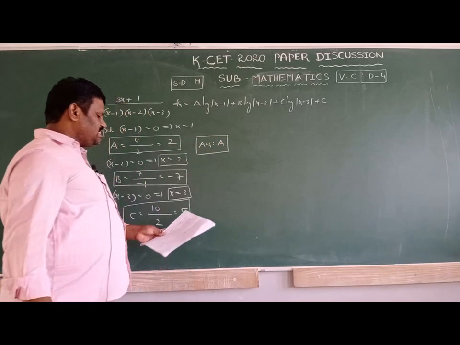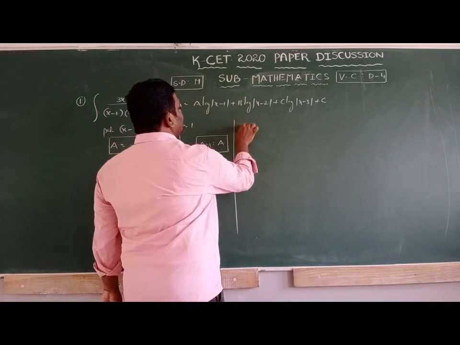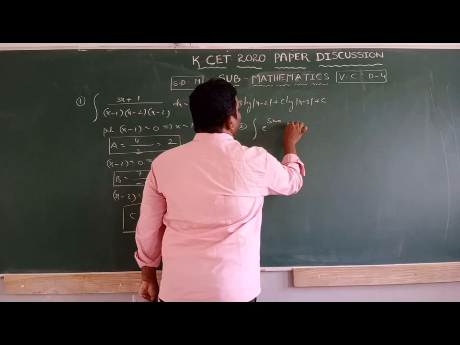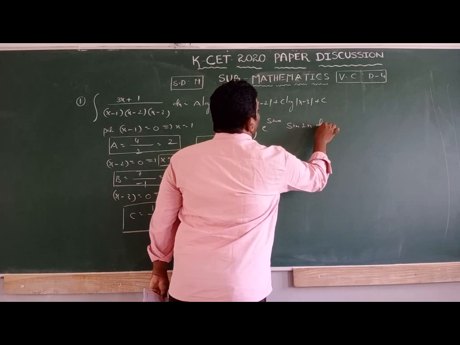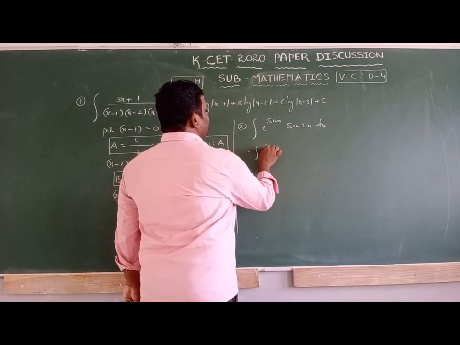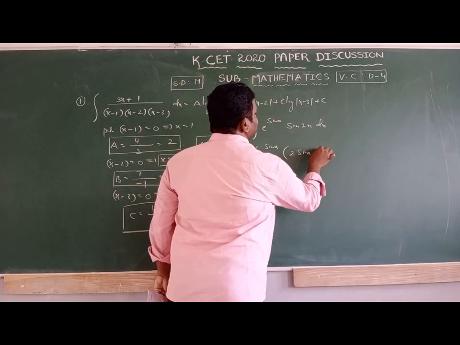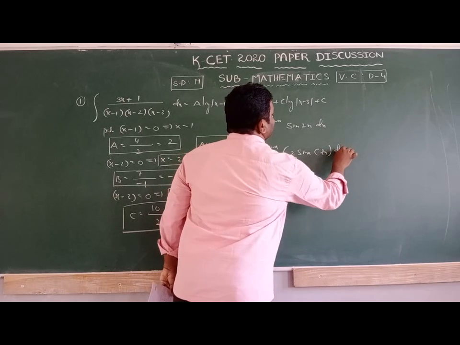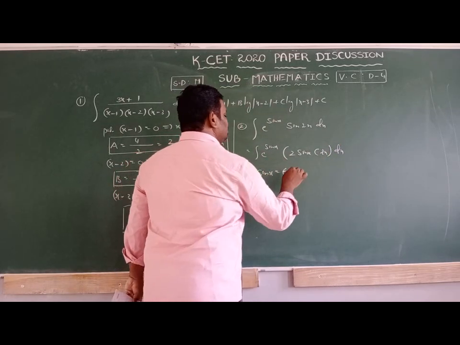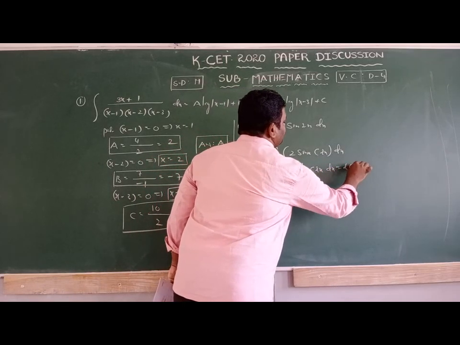Right. So what is given in the next question? The second question: integral e power sin x into sin 2x dx is given. Just simplifying this value: integral e power sin x, and sin 2x we write as 2 sin x into cos x dx. Now substitution: sin x is equal to t. That implies cos x dx is equal to dt.